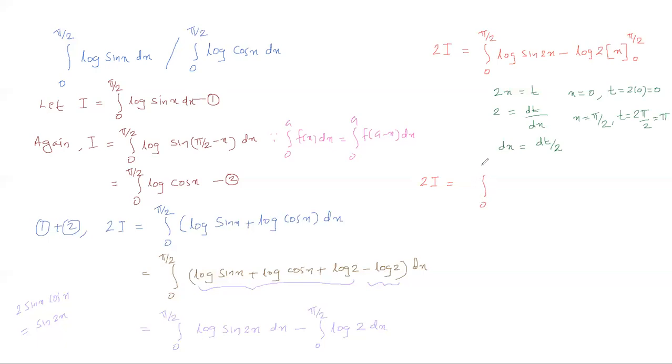So your question will become like this: 2I is equal to, in the first, integral 0 to pi by 2 becomes 0 to pi log sin t, because we gave 2x as t, dx. dx we got as dt by 2, so that is dt by 2, that 1 by 2 you can take outside, minus the second one, which we already integrated: log 2 into x with upper limit pi by 2, so pi by 2 minus 0, that is pi by 2 log 2.